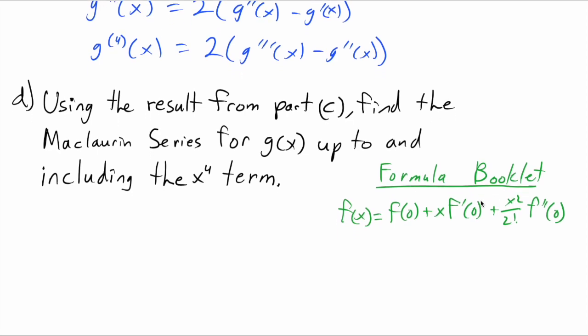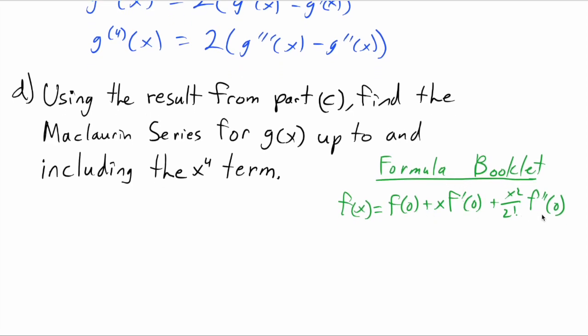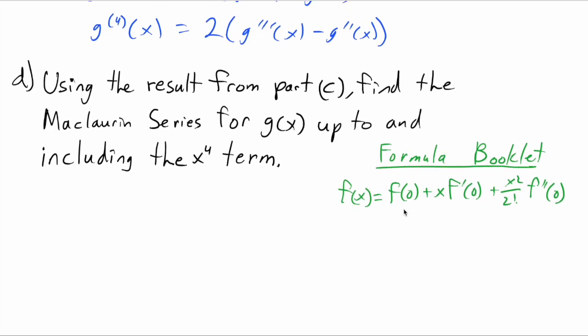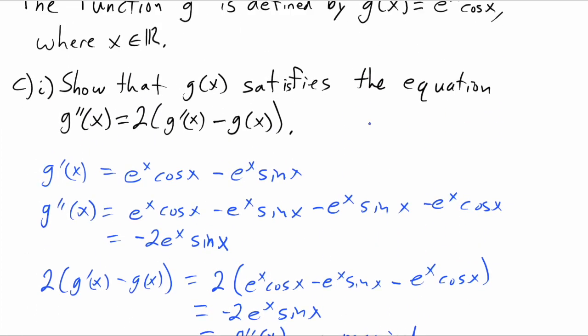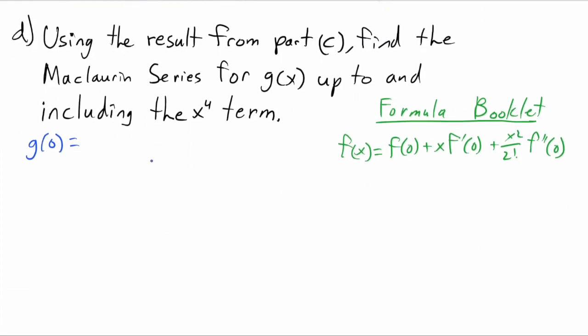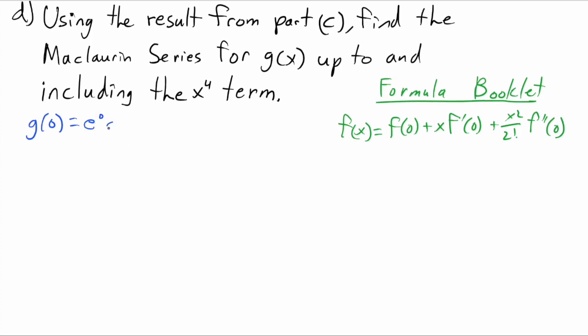So here's the formula from the formula booklet for a Maclaurin series. And so what we need to do is find g of 0, g prime of 0, and g double prime of 0. And then we can have the Maclaurin series. So g of 0 equals, let's remind ourselves what g is. g is e to the x cosine x. So that's e to the 0 cosine 0, which equals 1, right? Cosine 0 is 1.